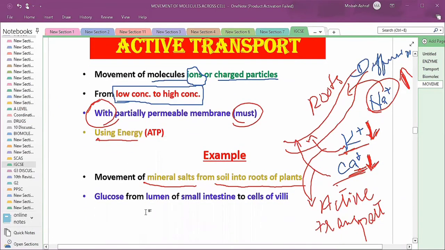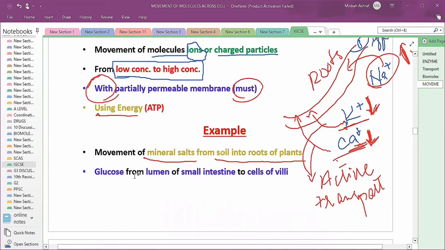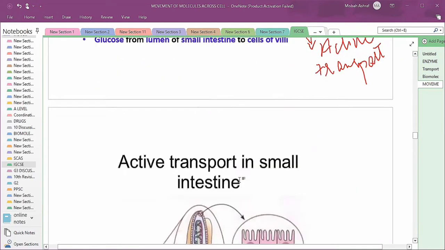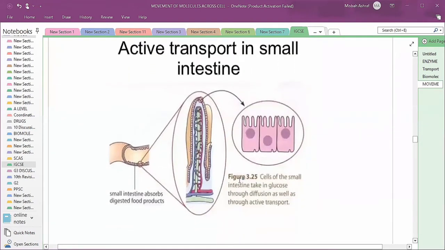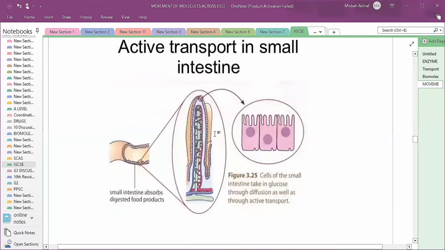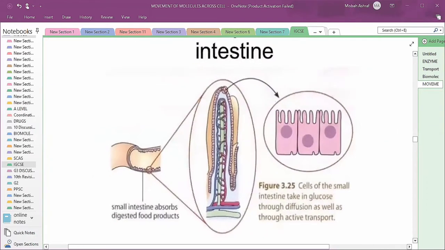Okay, the next example is glucose molecules from the lumen. They move into the blood by the process of diffusion, we have discussed, and they move into the cells of the villi by the process of active transport. And they also move by the process of diffusion into the cells of the villi. Both can occur depending on the concentration of glucose in the lumen. Here you can see this is one example, hope it would be clear. Let me zoom it out a little bit.